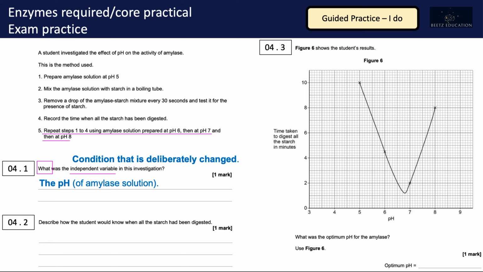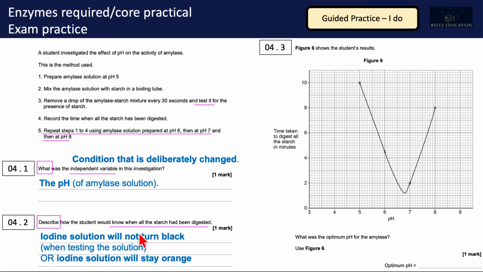Next question. I've got to describe how the student would know when all the starch has been digested. Okay, they've told me they're testing for the presence of starch in this experiment, but they haven't told me what they're using. You've got to know what chemical is used to test for the presence of starch and what colours are associated with it. Now, if I'm having to describe when all the starch has been digested, I've got to reference iodine and it not turning black. Or I could say iodine would stay orange or yellow-brown.